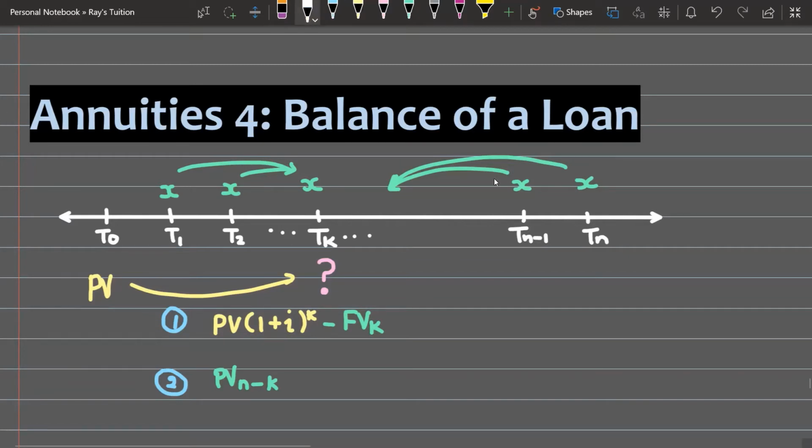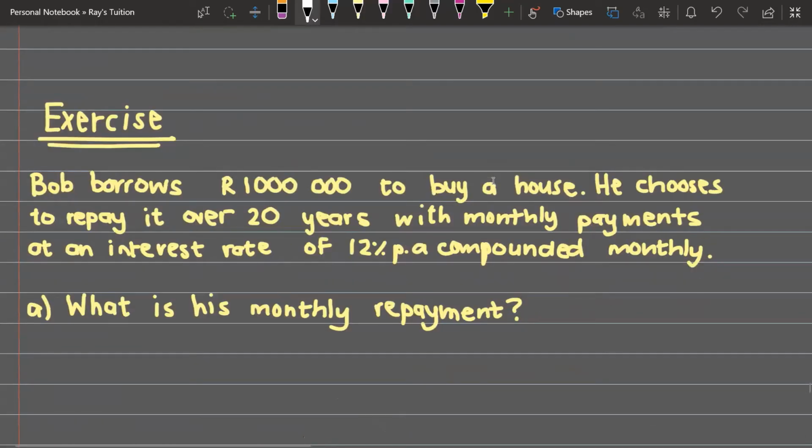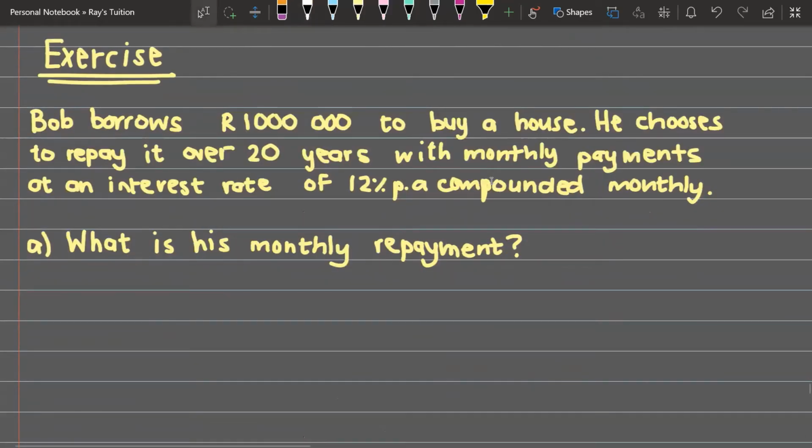Okay, so let us have a look at an example. It says Bob borrows R1 million to buy a house. He chooses to repay it over 20 years with monthly payments at an interest rate of 12% per annum compounded monthly. The first question is, what is the monthly repayment?